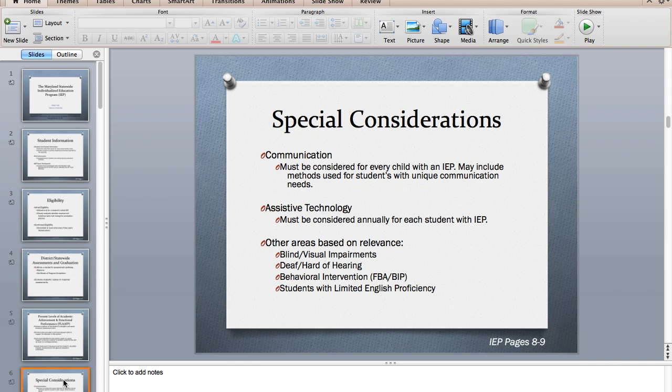And so the main areas are communication and assistive technology. And then for those students for whom it is relevant, we may also be looking at services to support children who are blind or visually impaired, to support those who are deaf and hard of hearing, or behavioral interventions for students with limited English proficiency. And so there's quite a bit covered in this section.